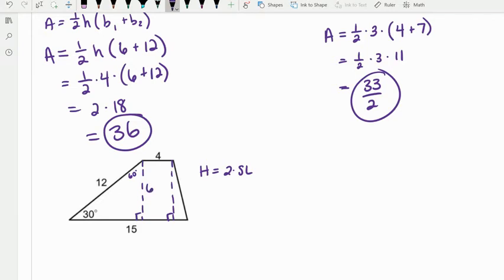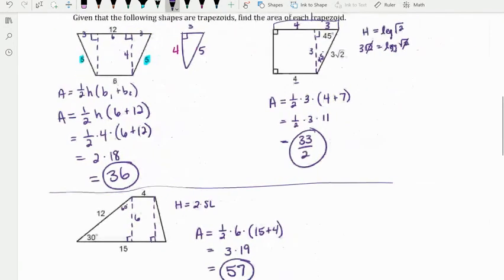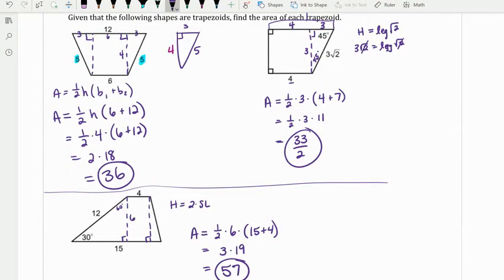And that would be the height of our trapezoid. So then to get our area, we're going to do 1/2 times the height times the sum of our two bases, which is 15 plus 4. Half of 6 is 3 times 19, which would be 57. Ta-da! Okay, let's put a line there so we can see between those. So a lot of these, you're just trying to find the different pieces you need, the bases or the height to fill into your area formulas.